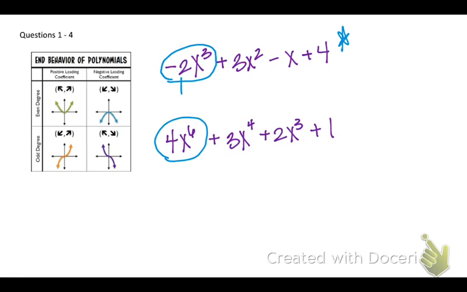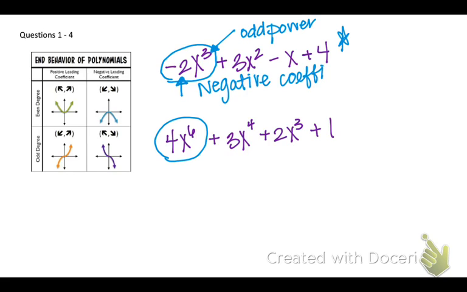It is a negative leading coefficient, so it's going to be negative. And this number right here is odd. So it's an odd power with a negative coefficient. Okay, so odd power, that means it's in this row. Negative coefficient, this row, so it's going to look something like this. So all you need to do there is put left side goes up, right side goes down.